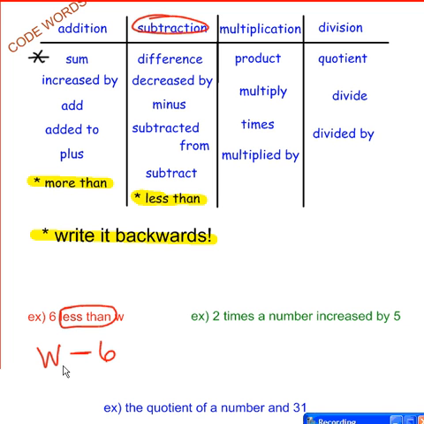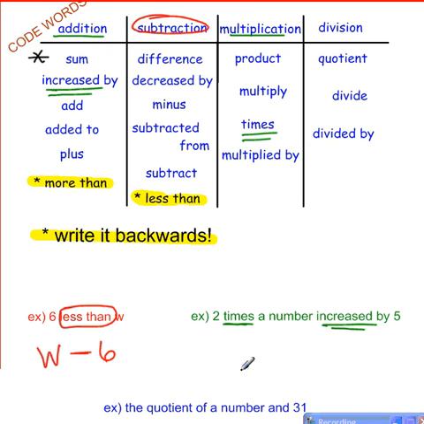This would be an example of taking a statement written in English and making it into an algebraic expression. Let's move along and write an algebraic expression for this statement. It says 2 times a number increased by 5. Now we've got a couple of code words in here. First I see times, which is talking about multiplication, and I also see increased by, which is referring to addition. So there's our code words, and those are the operations that we're going to use.